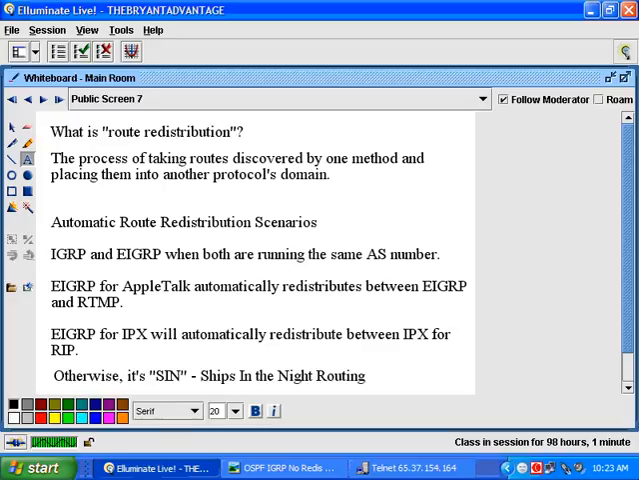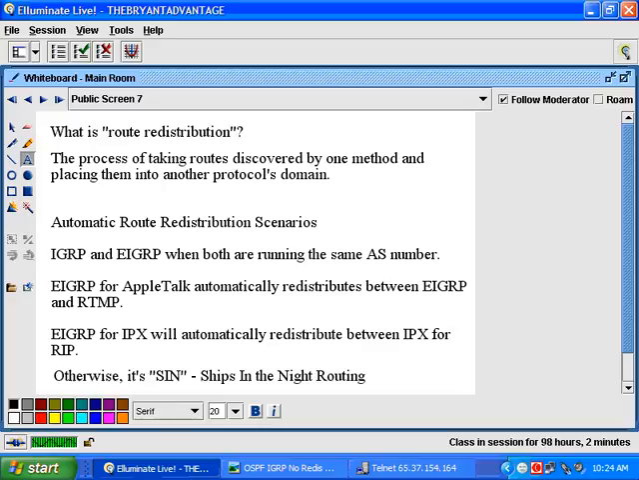And the first one is the one you learned in the CCNA, is that IGRP and EIGRP will automatically exchange routes when they are both running the same AS number and, of course, running on the same router. The others are a little more esoteric regarding some EIGRP protocol-dependent modules, or PDMs. You learned about those in the EIGRP section.